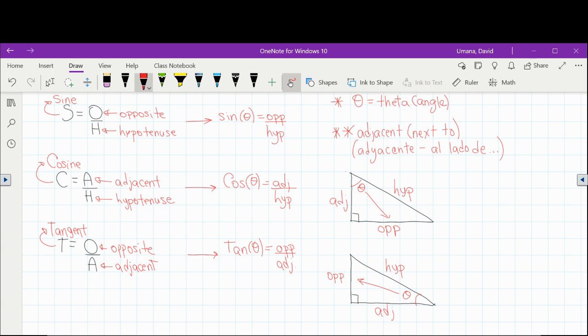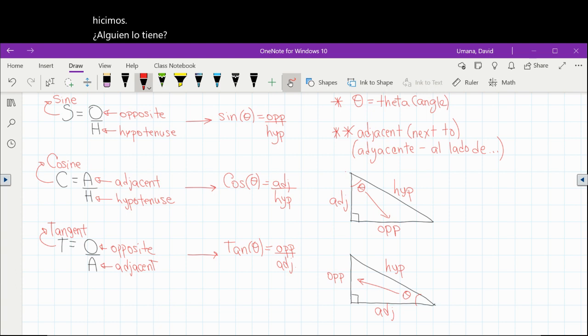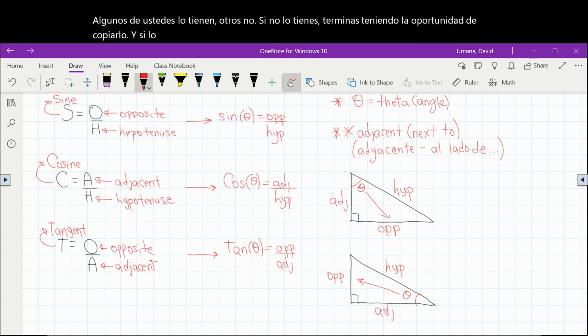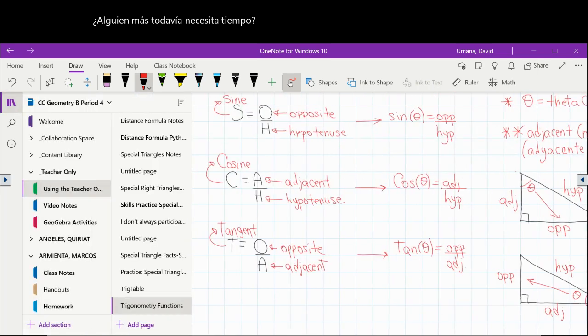All right, so what's going to happen right now is that I'm going to show you the stuff we already did. Some of you have it, some of you don't. If you don't have it, you'll end up having a chance to copy it. And if you do have it, then you're good. You'll move on to the next section. Anybody else still need time? You good? All right.